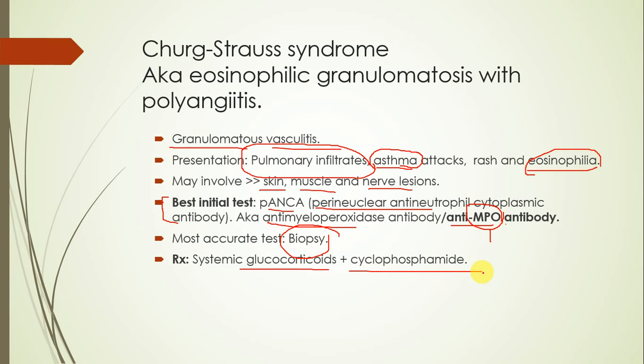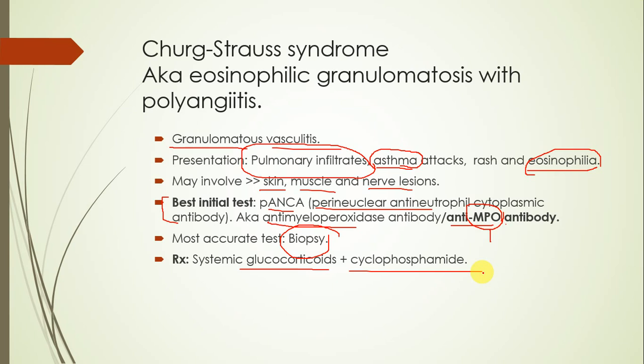And if we consider the investigations, the best initial test is an antibody test. For Goodpasture, it's an anti-GBM antibody. For Wegener's, it's c-ANCA. For Churg-Strauss, it is p-ANCA. But the best test is a biopsy. For Goodpasture, a renal biopsy. For Wegener's, lung biopsy, or if not possible, then renal biopsy. And for Churg-Strauss syndrome, a biopsy from either lungs or kidney.